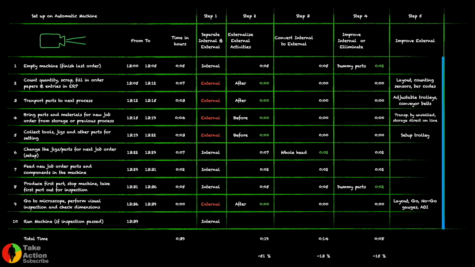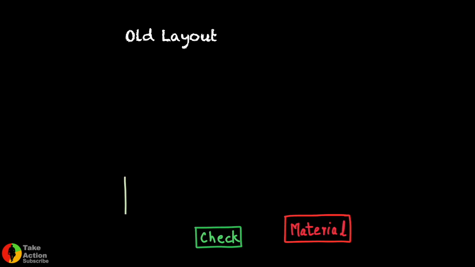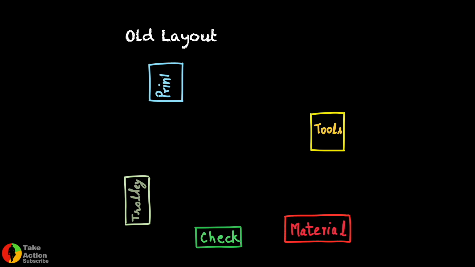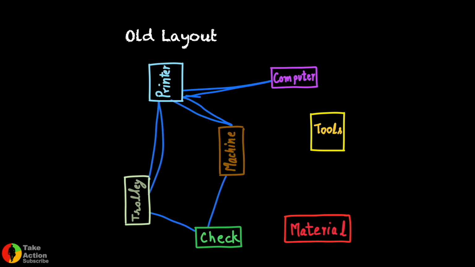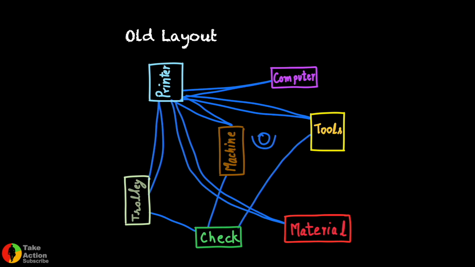For that, one idea would be to check the layout plan if there is any potential for improvement. Maybe in the current state the operator has to go to the computer, take the material, tools, and go to the printer, and all that is not in the right sequence, or not in an optimized layout.